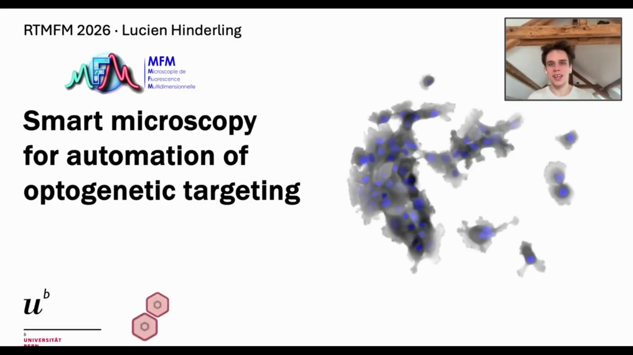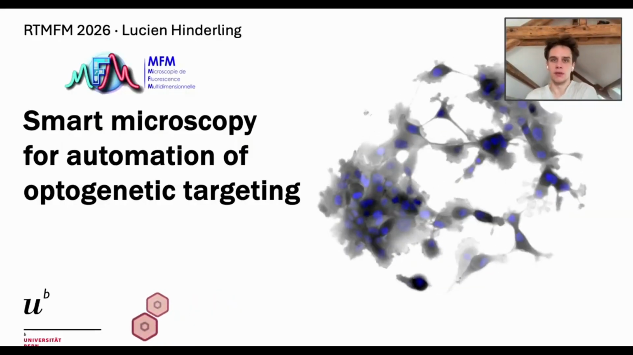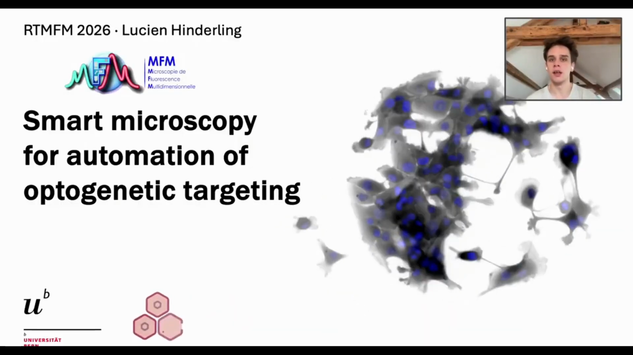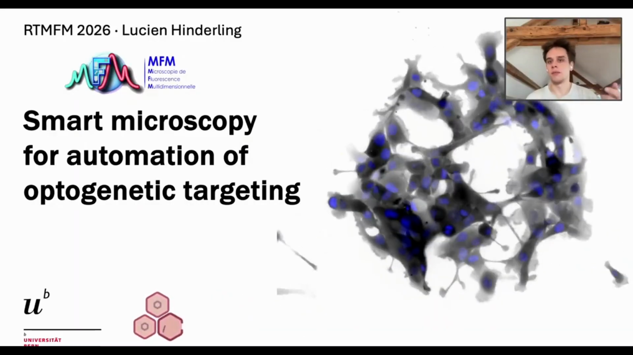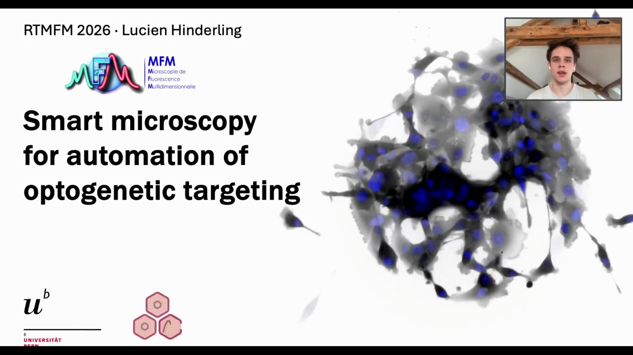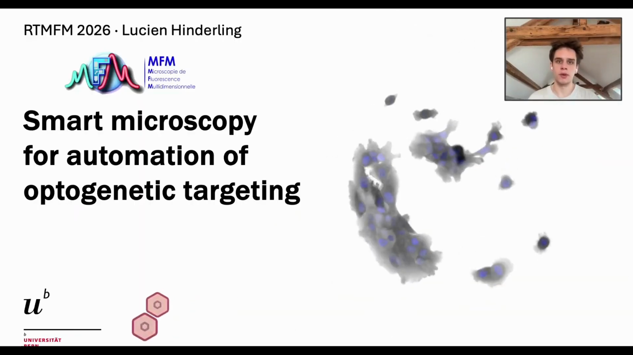I'm really excited to be here today and to talk a bit about my PhD work, which was the development of an experimental platform for automation of optogenetic targeting. So we call it smart microscopy because it's smart microscopes that decide themselves what the next steps in the experiments are, and go a bit beyond the traditional automation that you would expect from a normal microscope.